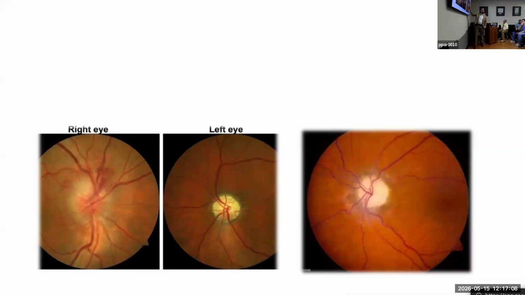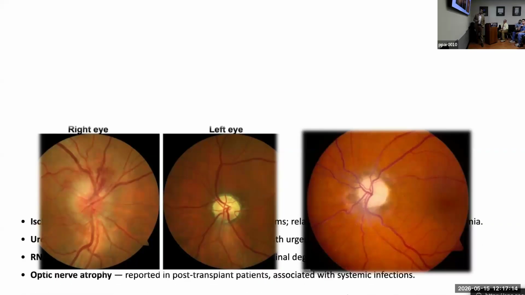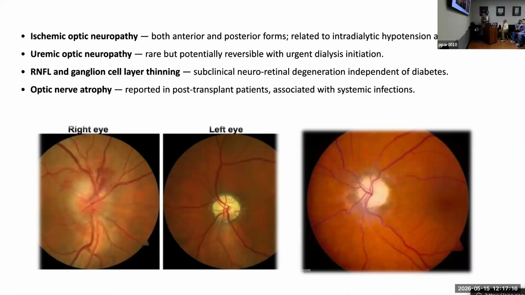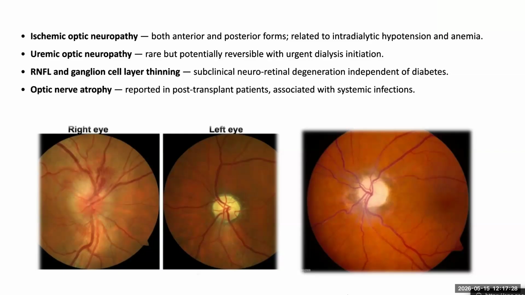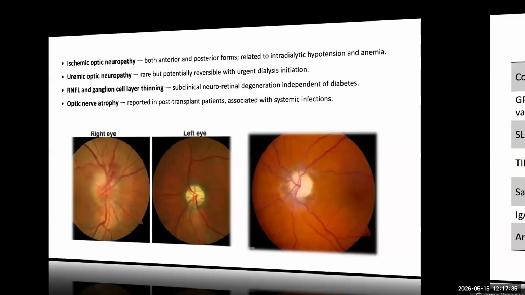And this is a patient who has got optic atrophy. So the complete whiteout of the disc. Here there is some yellowish. So the reason why I'm talking about that is ischemic optic neuropathy is still possible, which we see here with intradialytic hypotension and anemia. Uremic optic neuropathy is rare but potentially reversible. And there is optic atrophy in post-transplant patients associated with systemic infections.